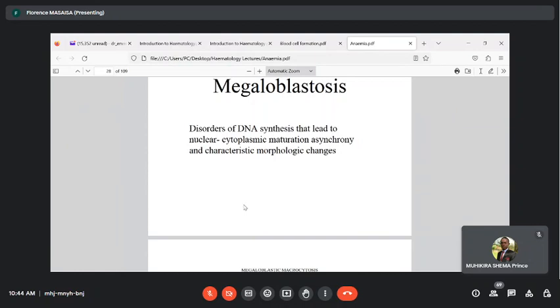So mostly the nucleus, it may be in the case of a polychromatic erythroblast, with the nucleus of an orthochromatic stage here. So the nucleus and the cytoplasm are not maturing at the same time. That is the key component to see when there is a megaloblastic anemia.